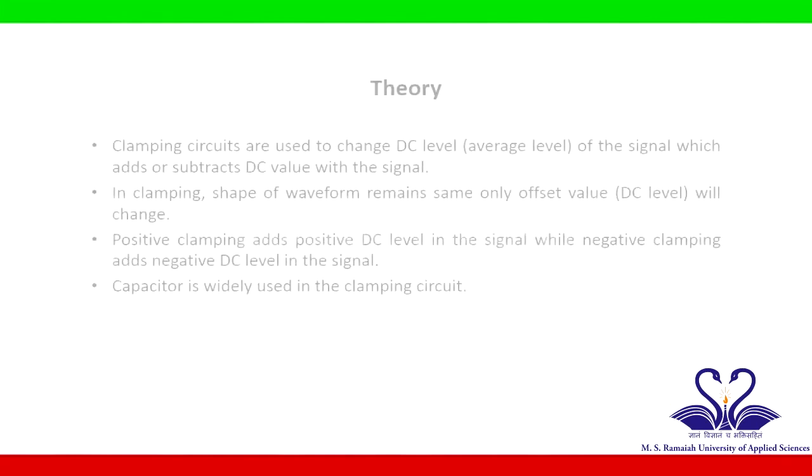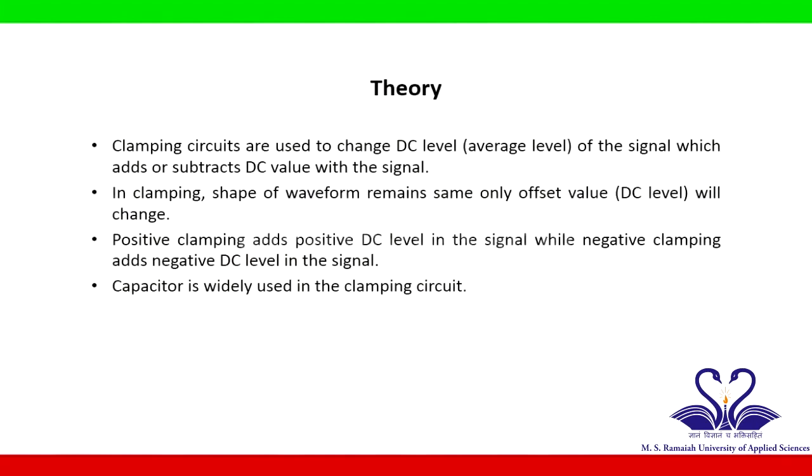Let us understand the theory behind the experiment before conducting it. Clamping circuits are used to change the DC level, that is the average level of the signal, which adds or subtracts a DC value with the signal. In clamping, the shape of the waveform remains the same; only the offset value, that is the DC level, will change. Positive clamping adds a positive DC level in the signal, while negative clamping adds a negative DC level in the signal. Capacitor is widely used in clamping circuits.